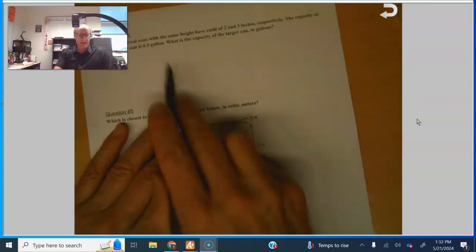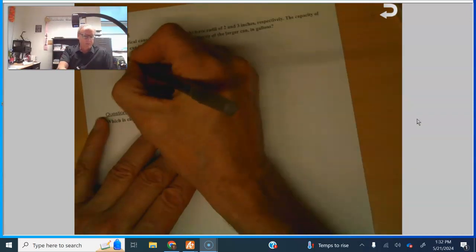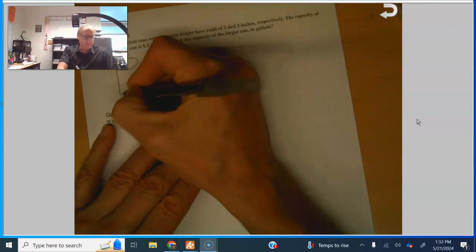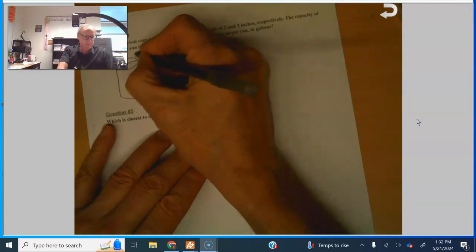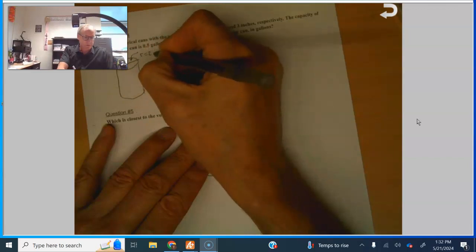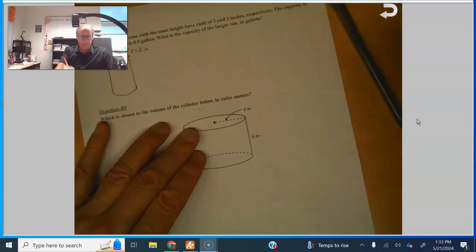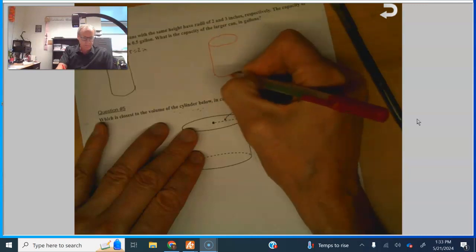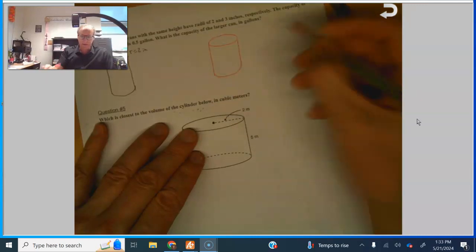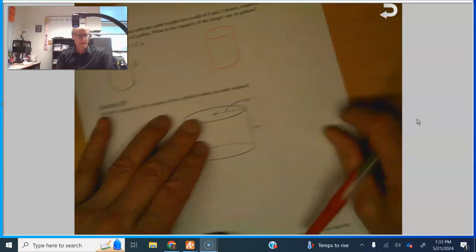Two cylindrical cans with the same height have radius of 2 and 3 inches. So we got the same height. We've got these 2 cans. One of them has a radius of 2 inches. And then we've got another one that's the same height, but this one, I'll make it a little bigger. It's a little bigger around, but it's the same height. They're both h for height. This one has a height of h. They don't specify what the height is.